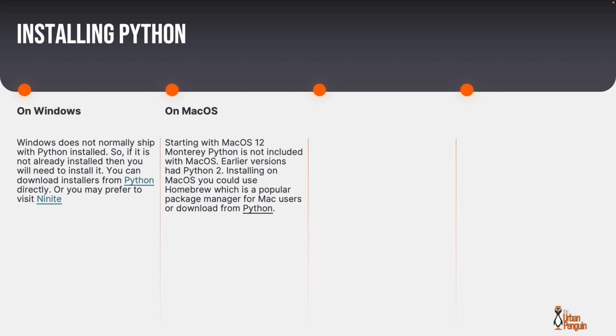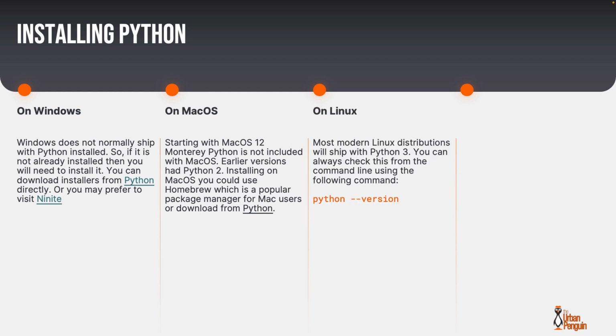On macOS, starting with the later versions, macOS 12 Monterey, Python is not included. Earlier versions had Python 2, and again, that's something we want to avoid. Working with macOS, you can install Homebrew, a popular package manager, and install through Homebrew, or you can download from the Python site again.